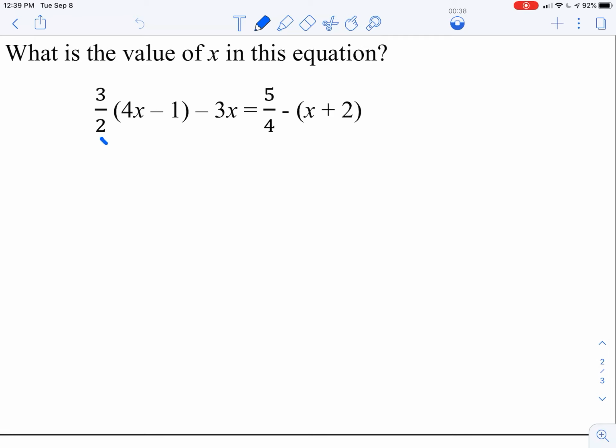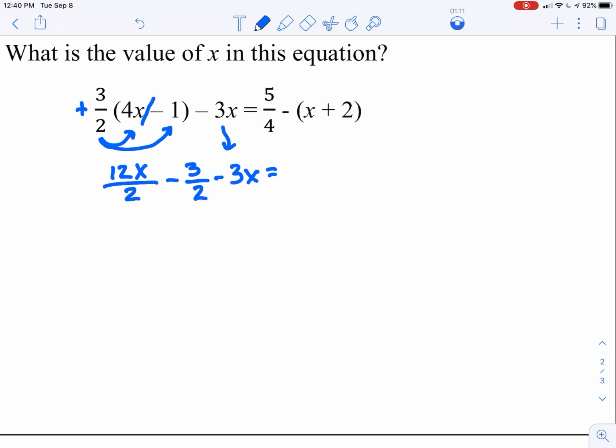First thing we notice is we can distribute right here. 3/2 times 4x, and 3/2 times a -1. Remember, we know that negative goes with the 1. So when we're multiplying a positive times a negative, 3/2 times a positive 4x is going to be 12x over 2. And a positive 3/2 times a -1 is going to be a -3/2 minus 3x, right? So I'm just going to keep that here.